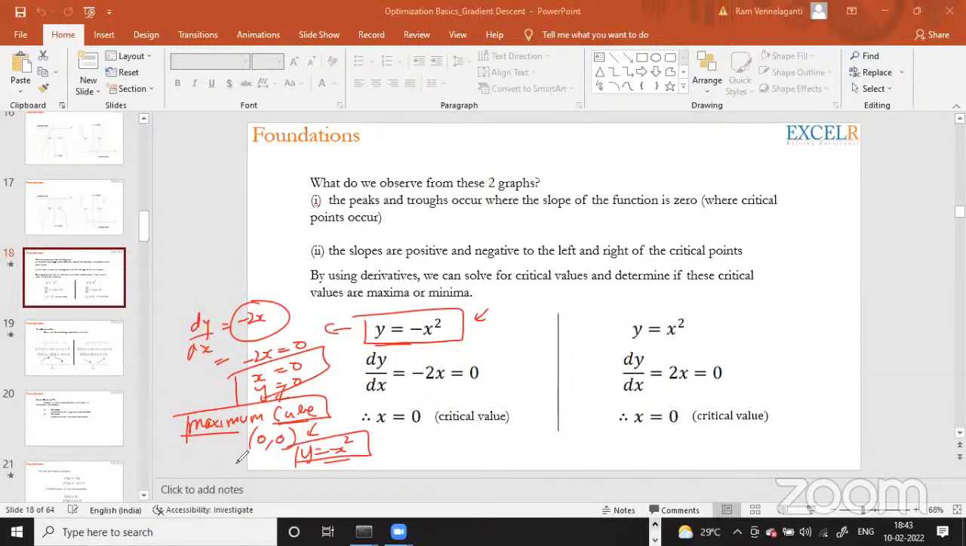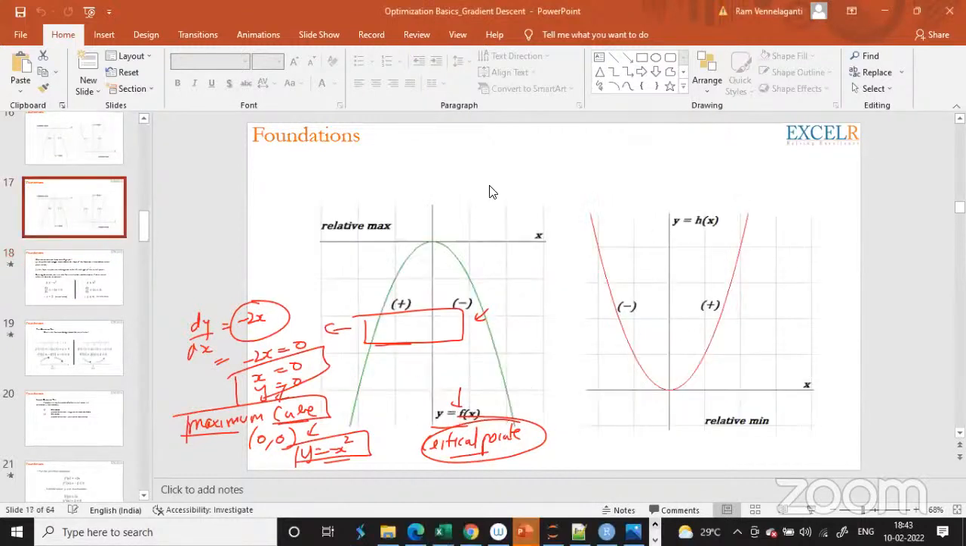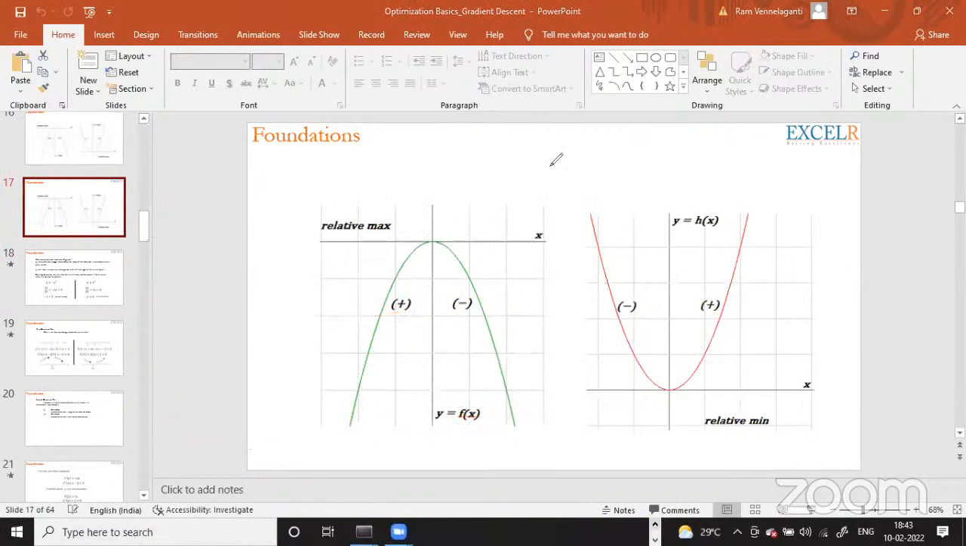So this is going to be the maximum value. Or you can call it your critical value, or critical points. So for your curve y is equal to minus x square, this is going to be your critical value, or your critical point. This is the maximum value for your curve, (0, 0). That is what you have to understand.